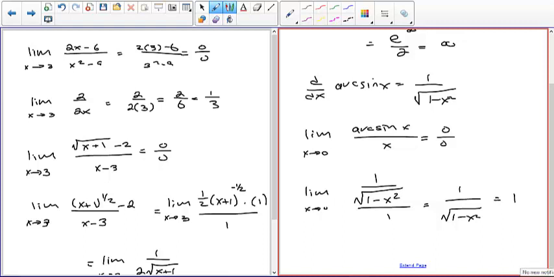So the answer on that last one is 1, because when you plug 0 in, after you've taken the first derivatives, you get 1 over the square root of 1, which is 1.